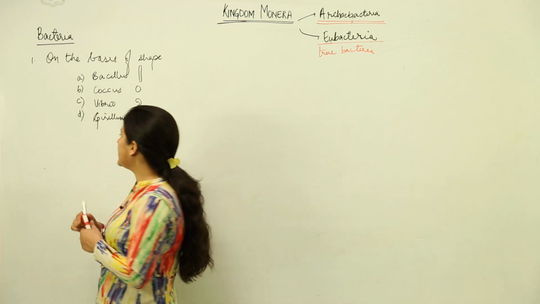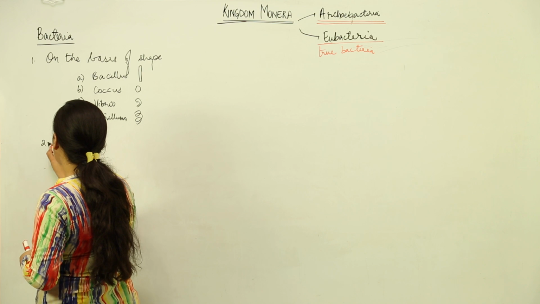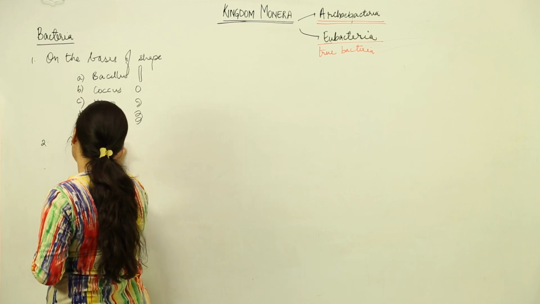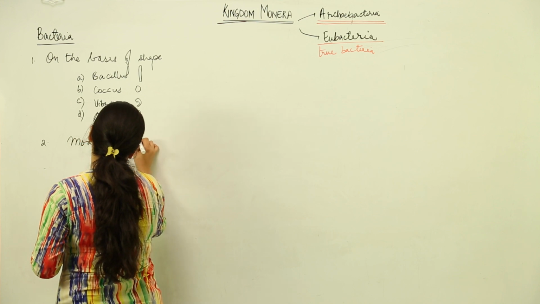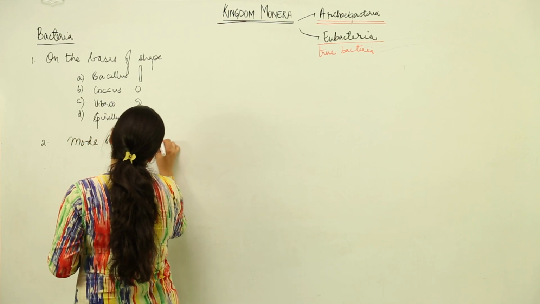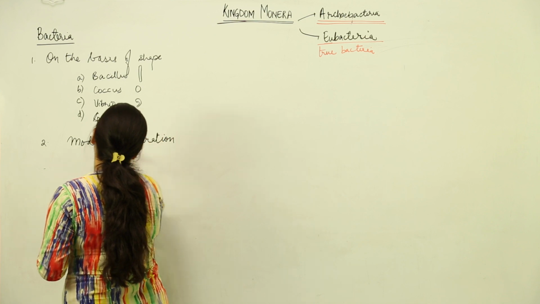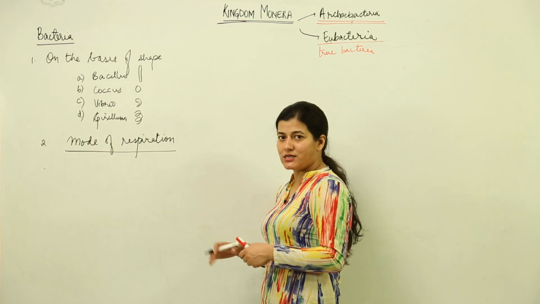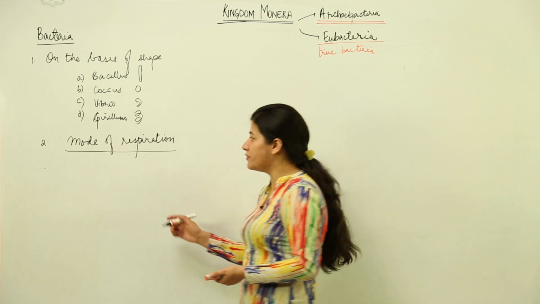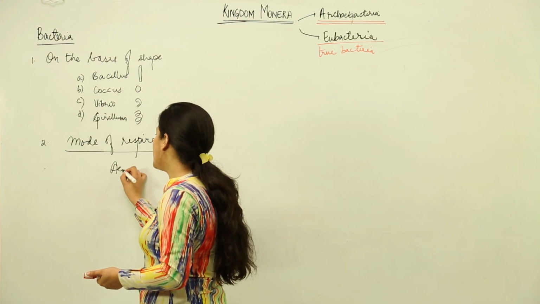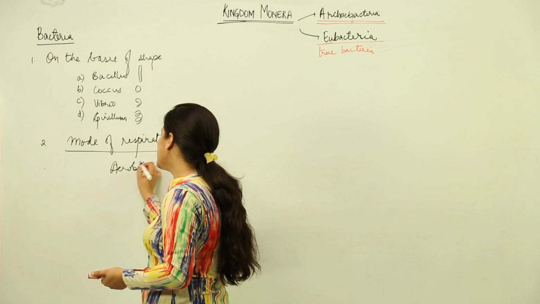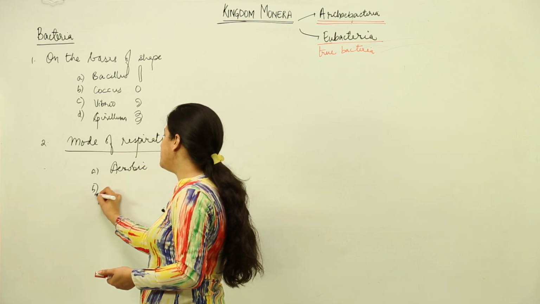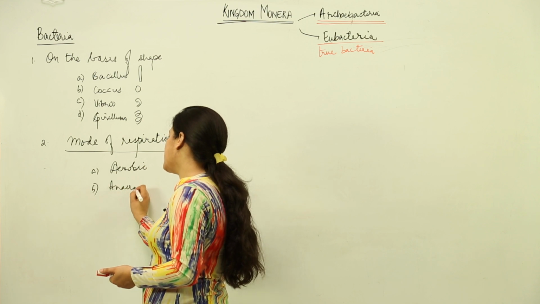Now the second classification that we have is on the mode of respiration. Alright. We have two modes of respiration. One is aerobic and the other is anaerobic. So, the bacteria would be aerobic, that is dependent upon oxygen, and the second one would be anaerobic.